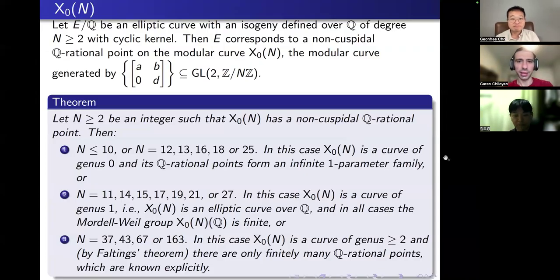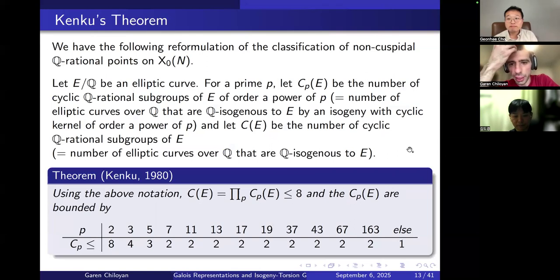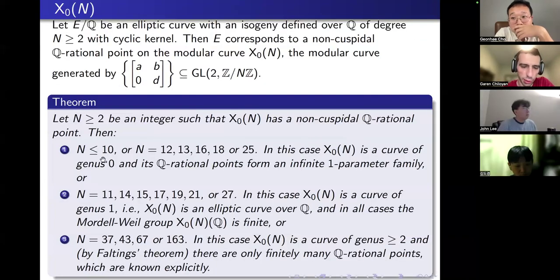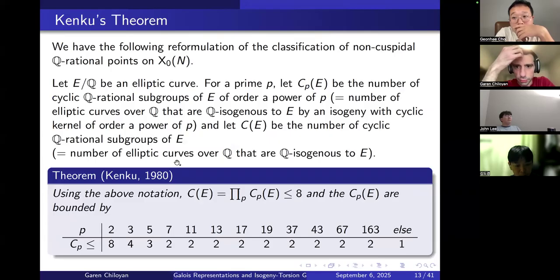Okay, that being said, X_0(N). How is that related to elliptic curves? Well, there's a reformulation of this theorem I told you about, this N being 1 to 10, 12, etc., 25, these numbers here and these numbers here. There's a reformulation of this.